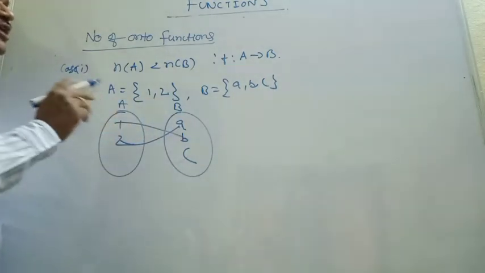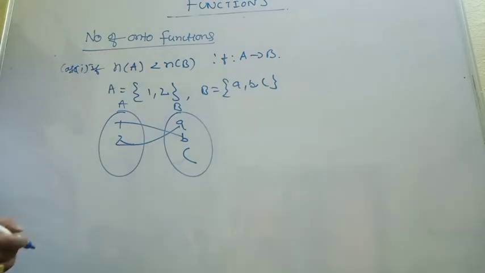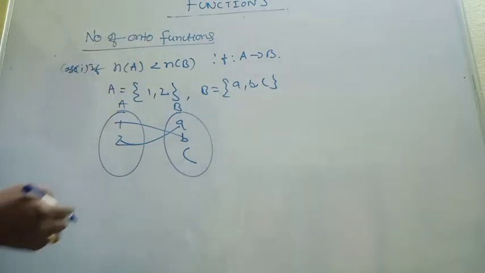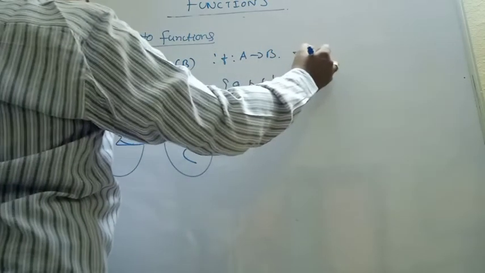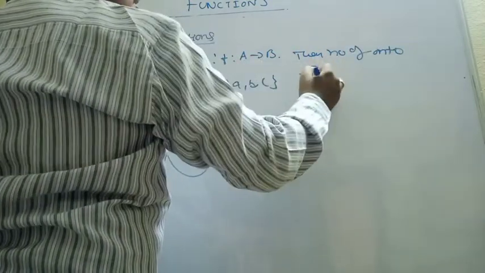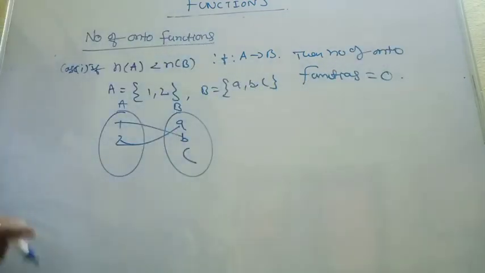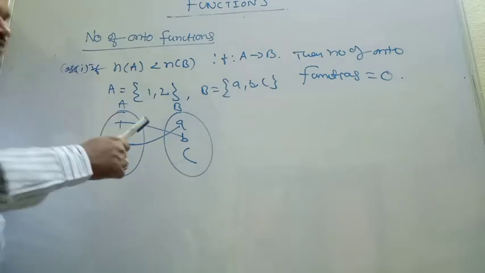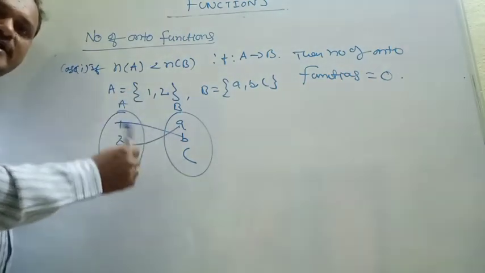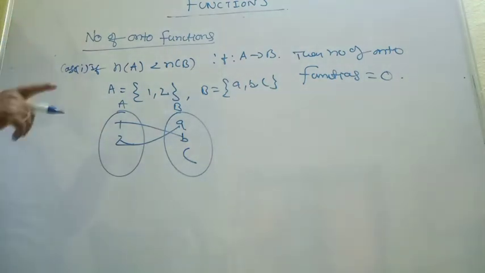Number of onto functions becomes 0. In this case, if n of A is less than n of B, and if f is a function from A to B, then the number of onto functions is equal to 0 like this. It becomes 0 because some elements will be left in the codomain. They will not have any pre-images. That's why the number of onto functions becomes 0 in this case.